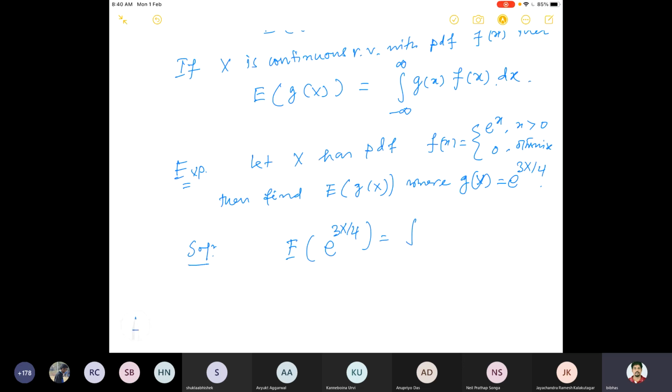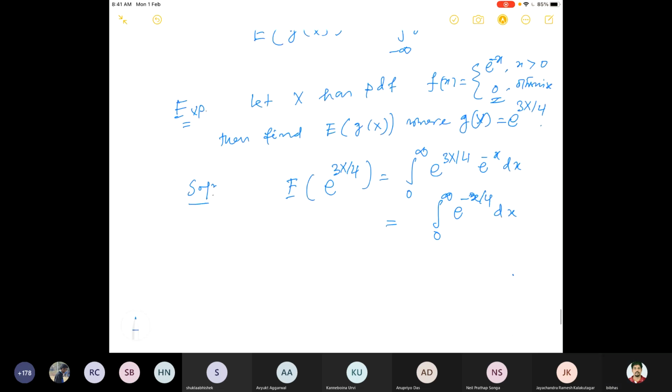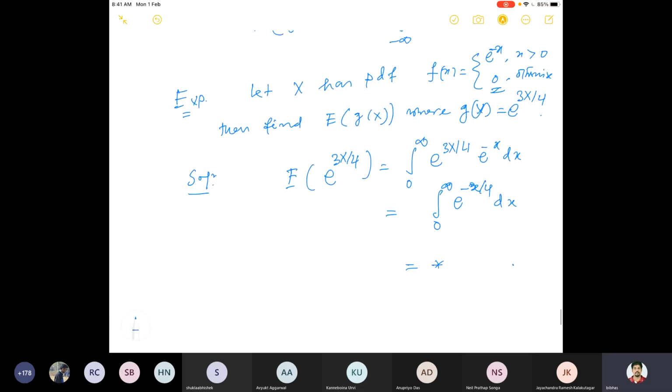So which is 0 to infinity, because it is 0 when it is negative. So e to the power 3x by 4 times e to the power, it is not e to the power x, but it has to be the minus, because otherwise it will not be a probability. So e to the minus x dx, which is 0 to infinity, e to the power minus x by 4 dx, which is whatever the value is. Okay.